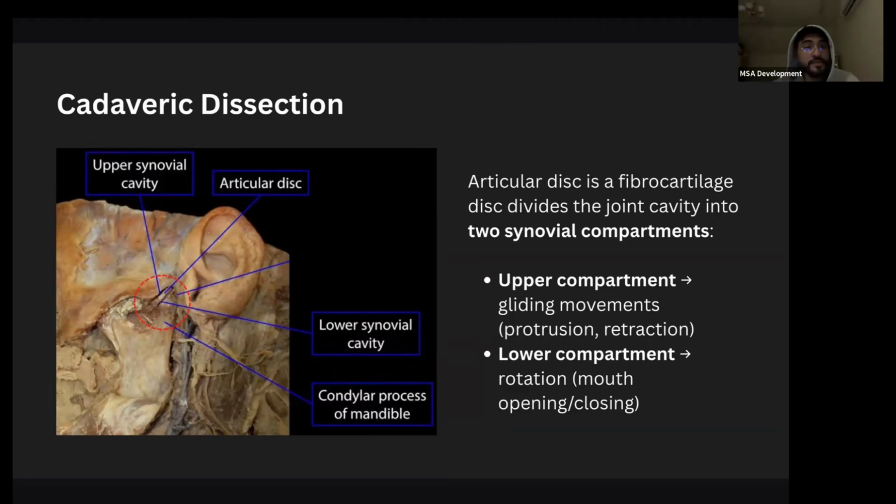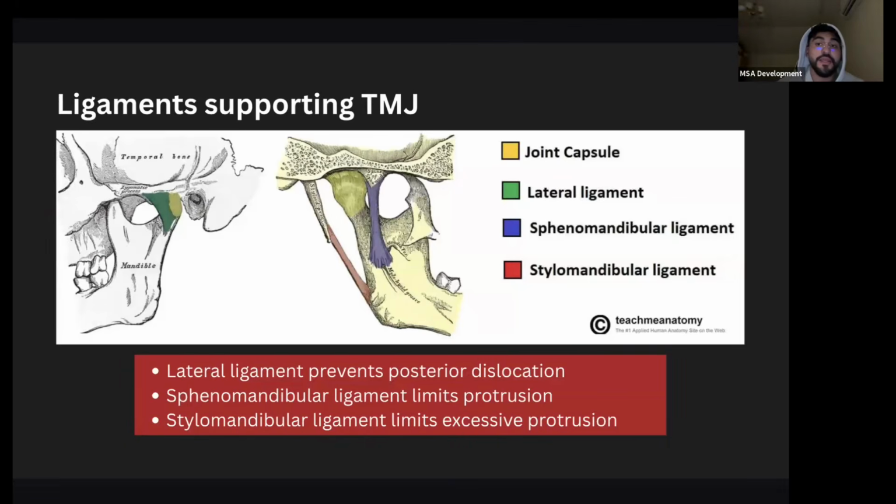The lower part is going to be responsible for rotation, which is basically mouth opening and mouth closing. Now, you also need to know the ligaments that support this important joint. First of all, we have the lateral ligament, which is right here. This is the joint, and this is the ligament that's lateral to it. So this is the lateral ligament.